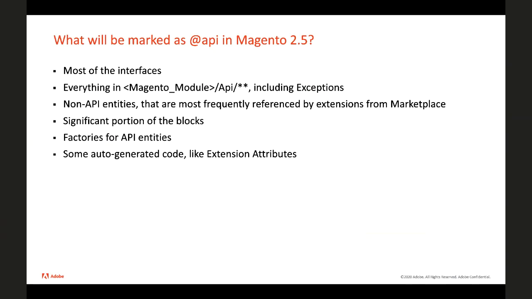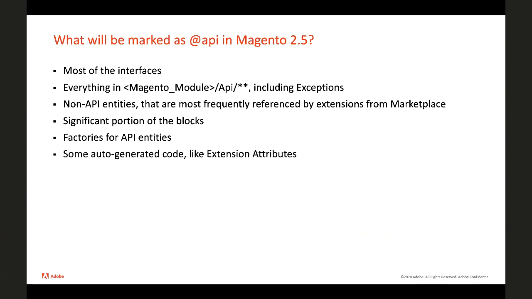Now let's take a look at what exactly we are going to cover in scope of this initiative. First of all, most of the interfaces in the system will be treated as APIs. There could be some exceptions, but we manually reviewed all of the interfaces in Magento which are not currently marked as API, and most of them are actually extension points which should be marked as API, and they will be marked as API in 2.5.